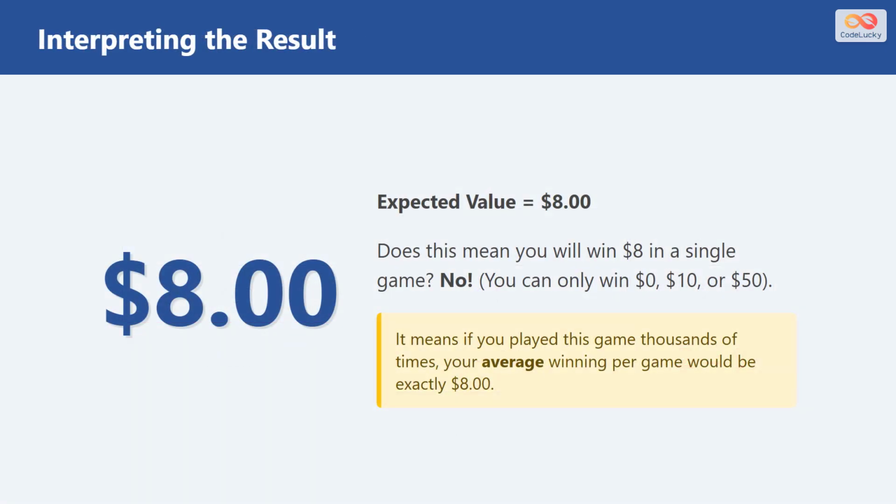But wait, the answer is $8. Can you actually win $8 in the game? No, you can only win 0, 10, or 50. The expected value represents the long-term average. If you played this game thousands of times, your average winnings per game would level out to exactly $8.